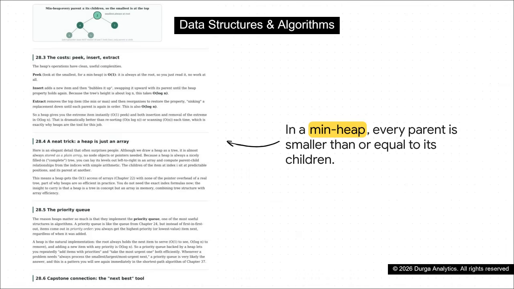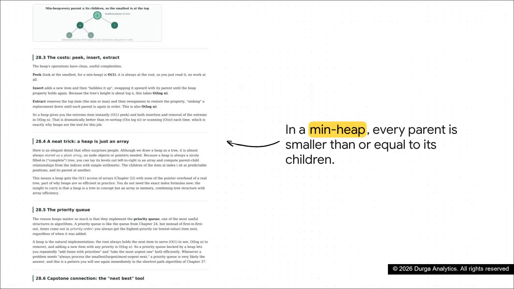Let's think about a min heap for a second. The rule is super simple. Every parent node must be smaller than or equal to its children. So if you've got a node with the value 2 at the top, its children might be 4 and 7, and that 4 might have children like 9 and 5. Because every single parent is smaller than its children, if you trace that logic all the way up, the absolute smallest item, the 2, must inevitably sit right at the very root of the tree.